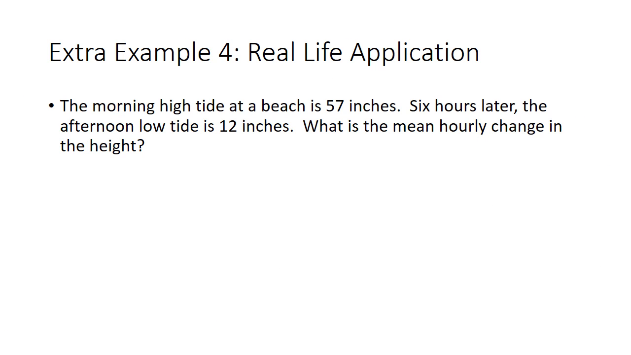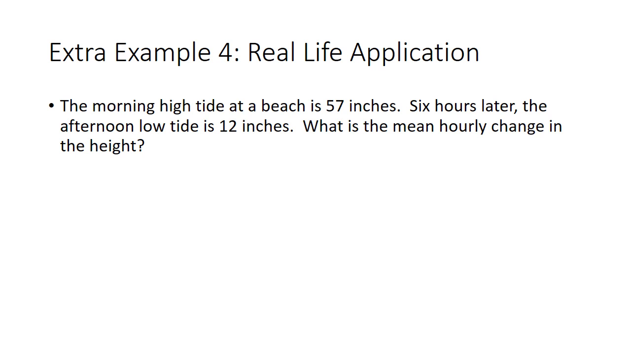So let's go ahead and look at our next real-life example where we can figure out some more about division and using our division with our integers. So the morning high tide at a beach is 57 inches. 6 hours later, the afternoon low tide is at 12 inches. What is the mean hourly change in the height?